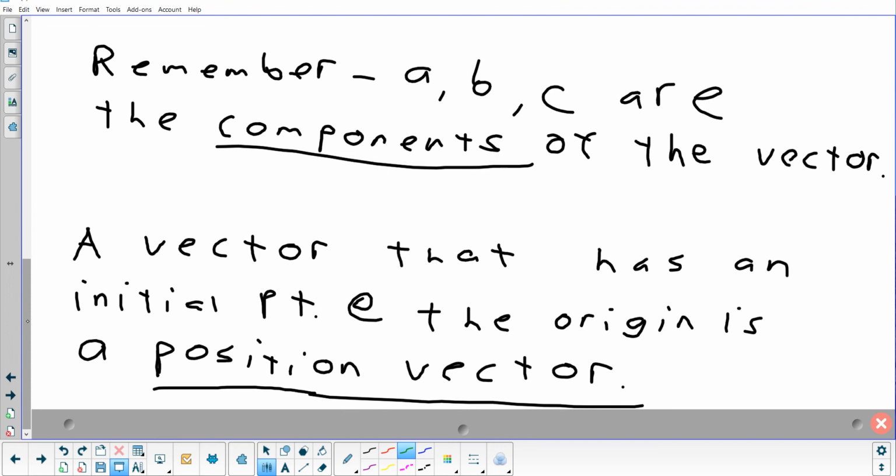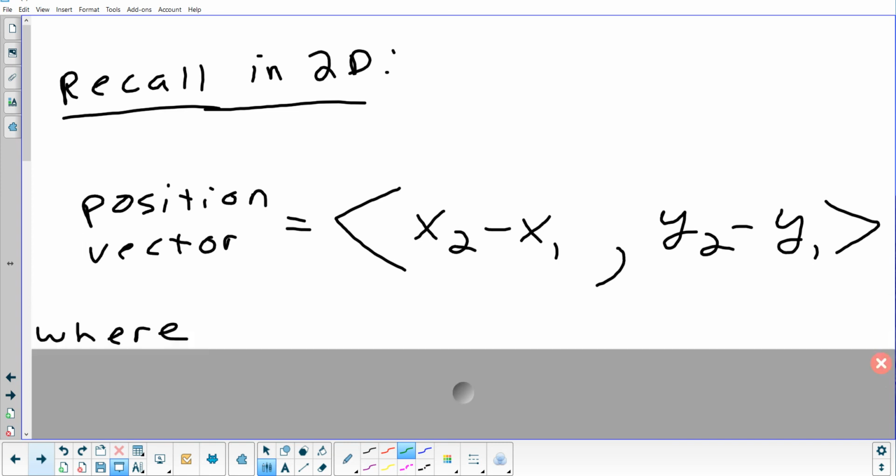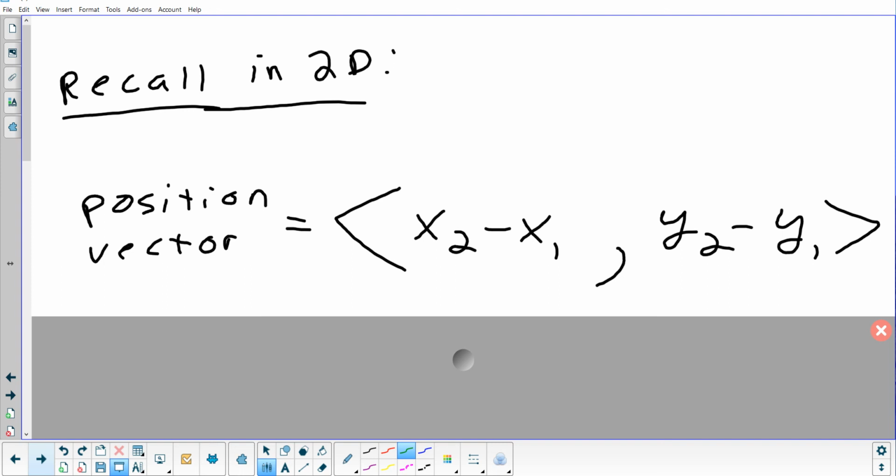Yep. So you have that exact sentence in your notes from Monday. And it's the same thing in 3D. A vector that starts at the origin is called a position vector. So now, let's remember what the formula was to find a position vector in 2D, and then we'll just make a small extension for 3D. All right, so there's how you found a position vector in 2D. Okay. And you guys did this on the test. Now, what do you think we're going to add onto that formula to make it 3D?